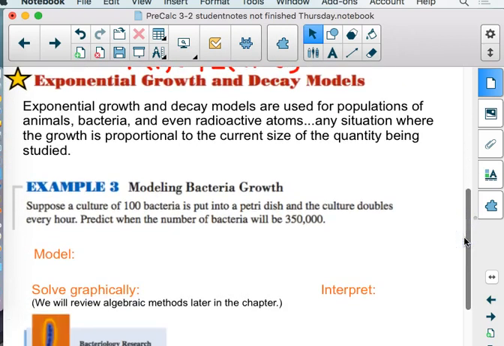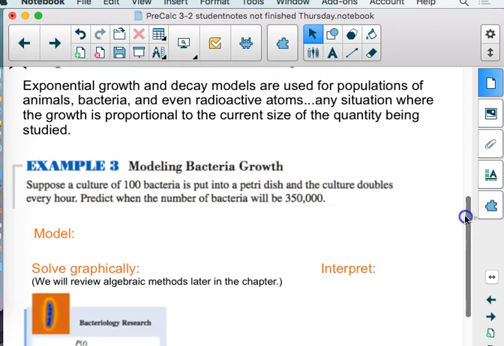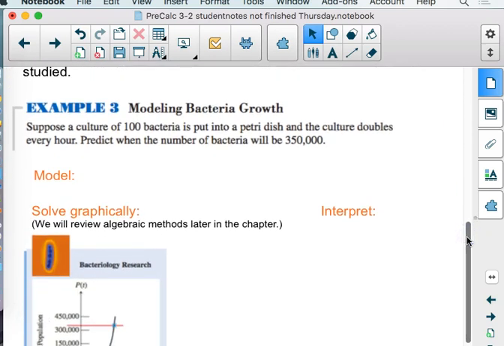Down here, we've got exponential growth and decay models. All right, finally, hitting that objective really hard. Used for populations of animals, bacteria, even radioactive atoms, any situation where the growth is proportional to the current size of the quantity being studied. Especially that radioactive part, they use that a lot to try to figure out how long something's been decomposing. So example 3 says we're going to model some bacteria growth. Suppose a culture of 100 bacteria is put into a petri dish and the culture doubles every hour. Predict when the number of bacteria will be 350,000.